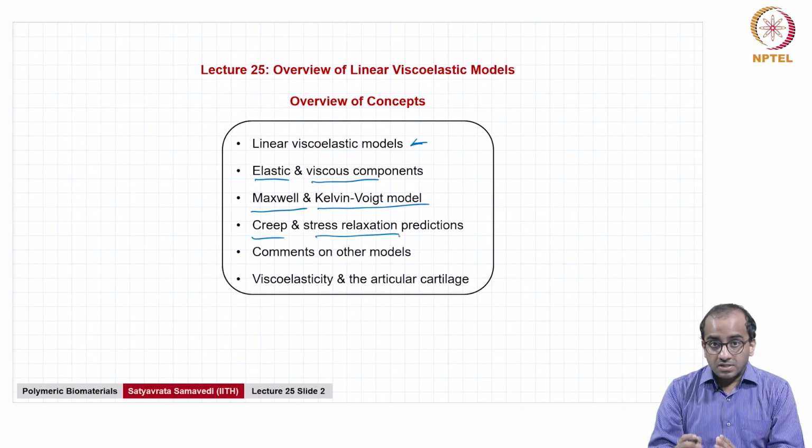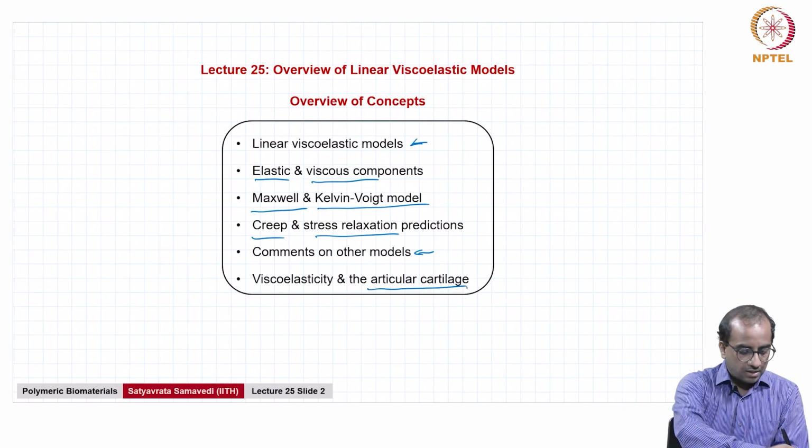Towards the end we will offer some very brief comments on other models that can overcome some of the limitations associated with Maxwell and Kelvin-Voigt. Then we will wrap up this lecture by looping it all back to viscoelasticity in the context of tissues and polymeric biomaterials, with the particular example of the articular cartilage.